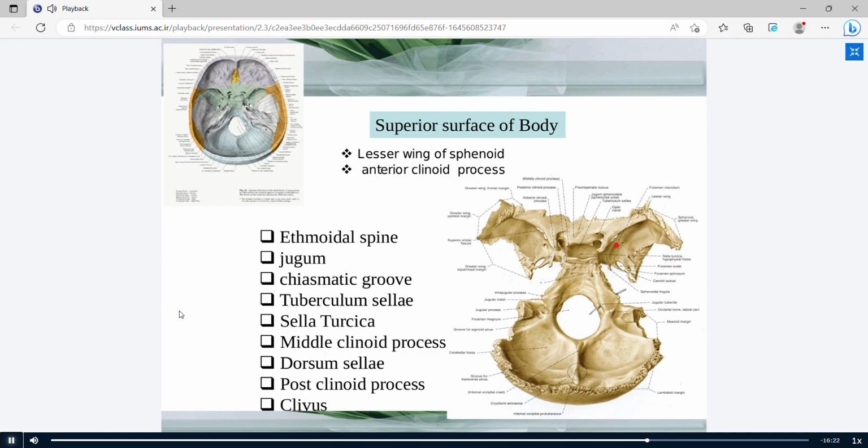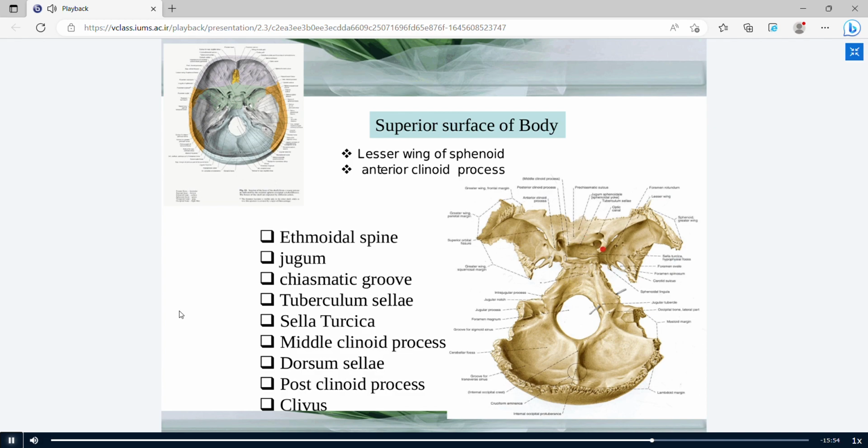But the superior surface of the body is very important, and you can see the ethmoidal spine is triangular in shape. This is the ethmoidal spine. You can see the jugum. This is the jugum. The jugum is a flat area located between the lesser wings.